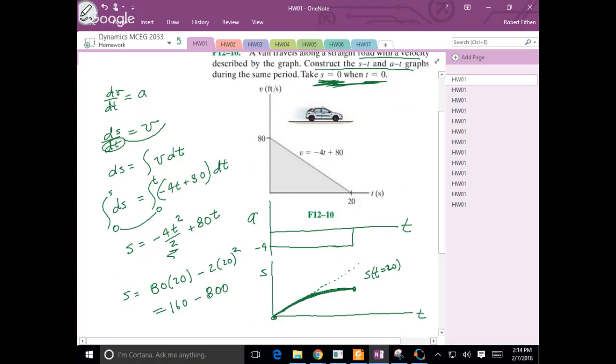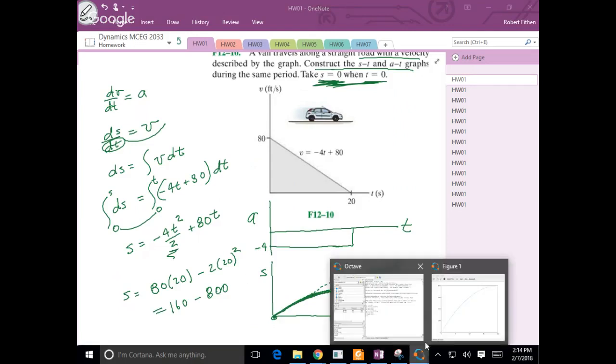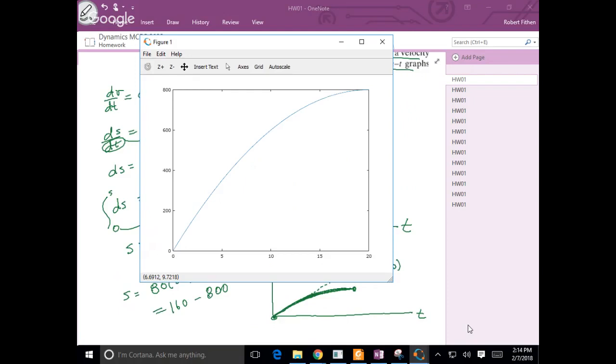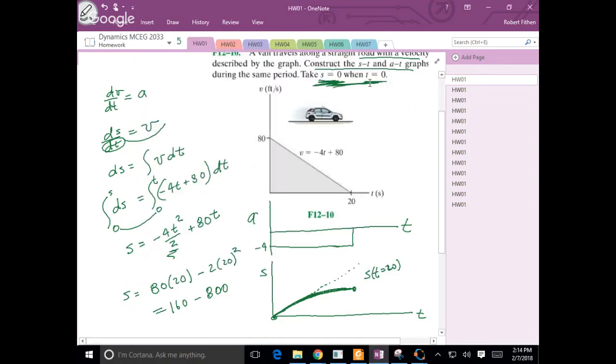Am I seeing this right? No, something's wrong here. 800. Well, here's the other way. Let me do it the way I would do on a test. 80 times 20 is the area divided by 2, which is 1600 over 2, it's 800. So that's correct. So I should have gone to 800.